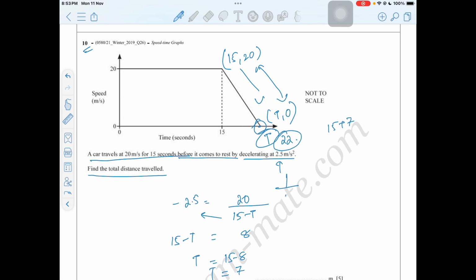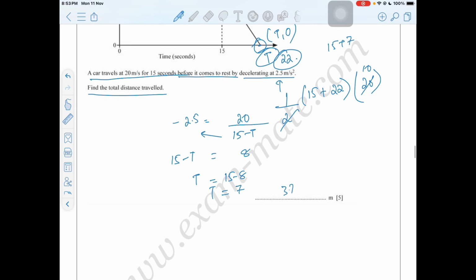We can simply use the area of trapezium formula, which is given as 15 plus 22. Then we'll be multiplying by height. This would be 10, and 15 plus 22 is 37, so 370. So this would be 370, right?